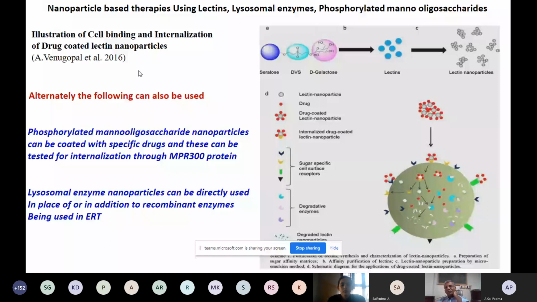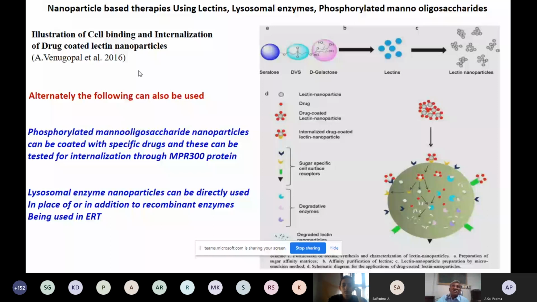The second and the more recent type of application-oriented work is on nanoparticle-based therapies, where you can use nanoparticle material. For example, you can use biologically degradable nanoparticles like the phosphorylated oligosaccharides, or you can use directly the lysosomal enzymes themselves as nanoparticles, which are much more efficient than the freely available lysosomal enzymes, and then use them to bind to specific receptors on the cell surface.